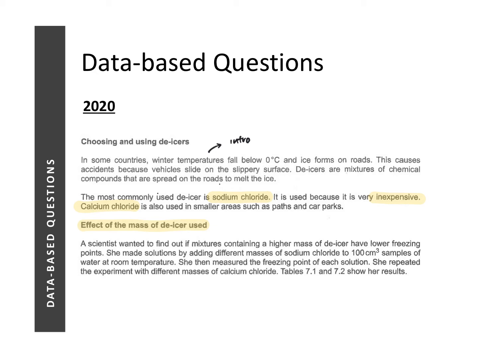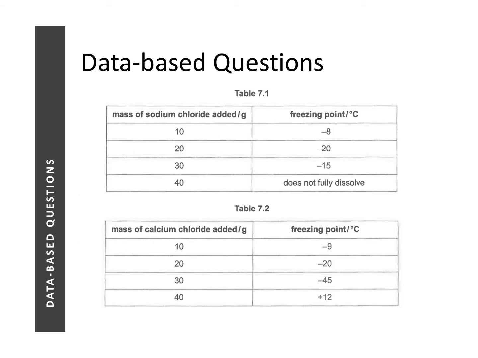Alright, so when we quickly look through the next paragraph, it seems to be telling you that there's a scientist that conducted an experiment, and in the experiment she added different masses of sodium chloride to 100 centimeter cube of water and then measured the freezing point of each solution. So this is the experiment that was being done, and then the results were recorded in two tables, tables 7.1 and 7.2.